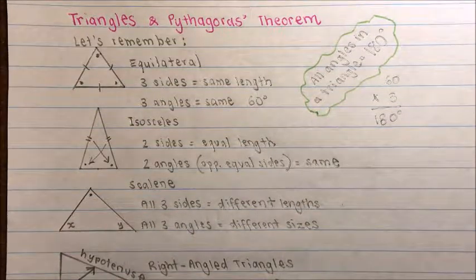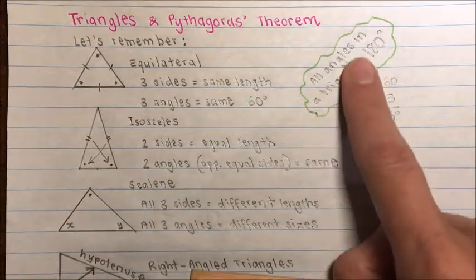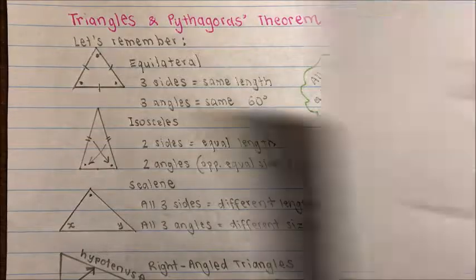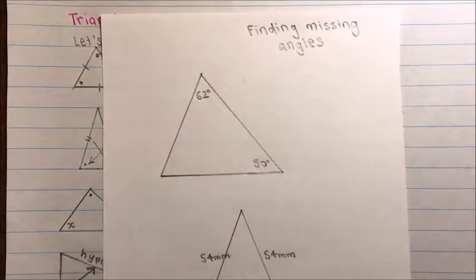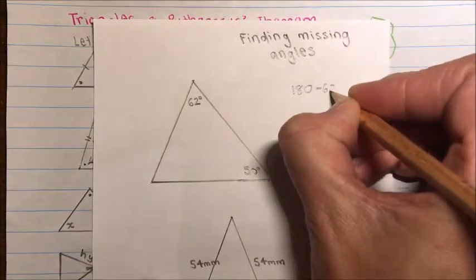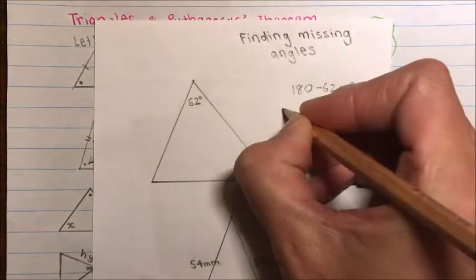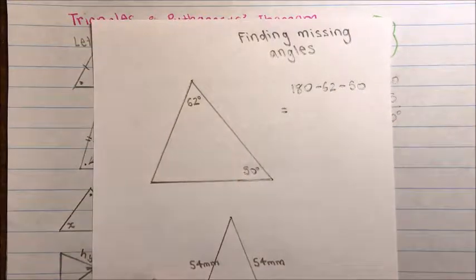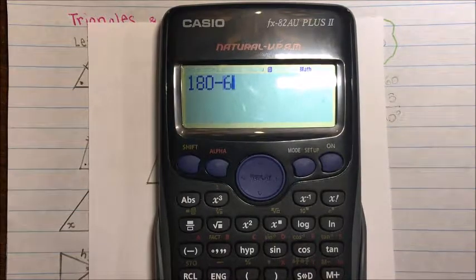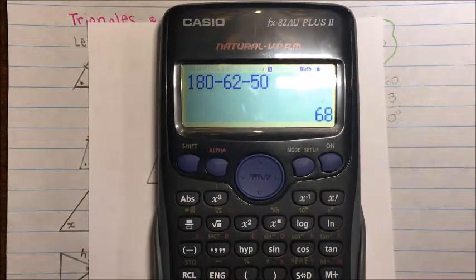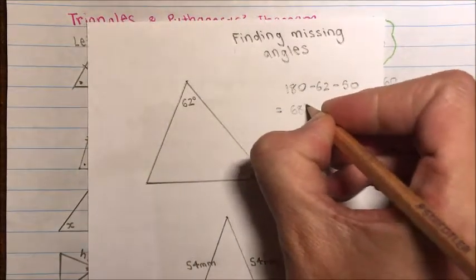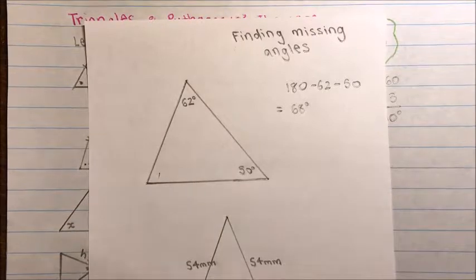So really quickly, let's use the fact that we know all angles in a triangle add up to 180 degrees to find some missing angles. Let's start here. We've got 180 minus 62 minus 50. So 180 minus 62 minus 50 equals 68. 68 degrees. That's our missing angle.